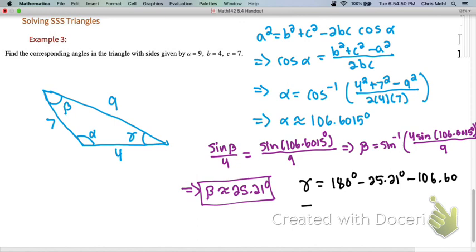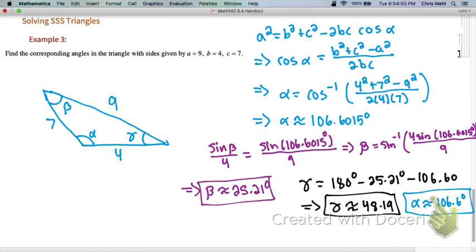And what we get then for gamma, it's approximately 48.19. Okay. And there's gamma. And I'll just round alpha now to the 2 decimal places. So alpha is approximately 106.60, or just 106.6 degrees. There's my 3 angles. So there was 3 examples of how to solve oblique triangles with law of cosines.